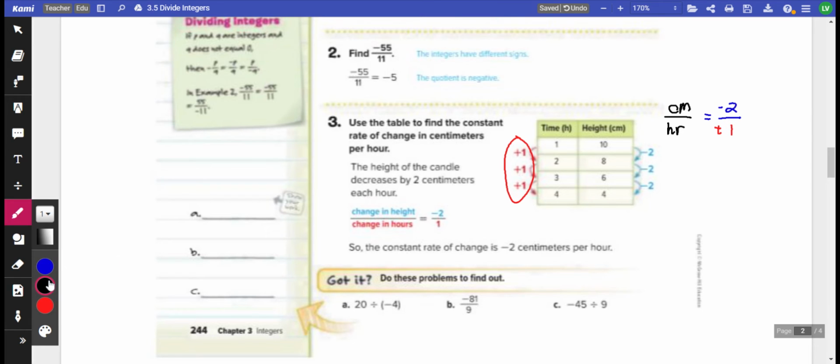So that becomes negative 2 divided by 1. Well, you can simplify this down to say negative 2. So the constant rate of change is negative 2 centimeters per hour.